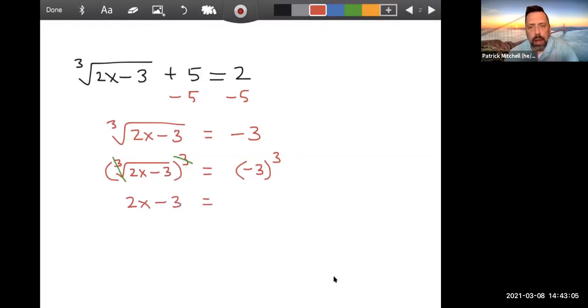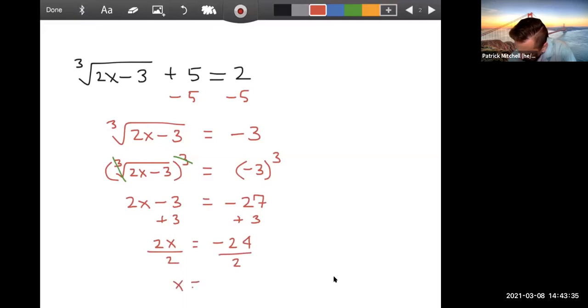And then what is the third power of negative 3? It is negative 27, right? Okay, so radicals are all gone. The solution should be easy to find, and it is, because that's just a linear equation. So we're going to add 3 to both sides, which is going to give us 2x equals negative 24. Divide by 2, you get x equals negative 12. So it looks like the solution is negative 12.